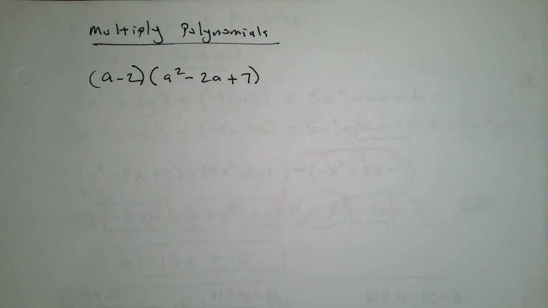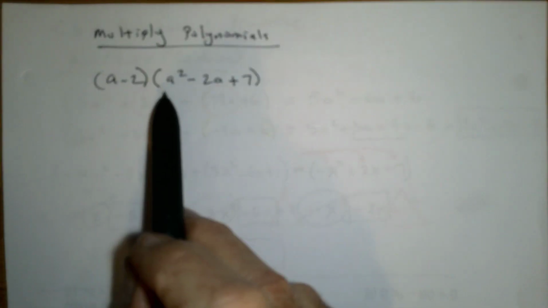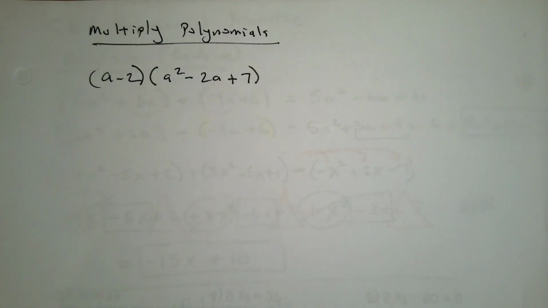Okay, got one more for you. Let me write it down here. So this one's slightly more complex because we have a binomial, 2 terms, times a trinomial of 3 terms. And you have a choice on how you would do it.